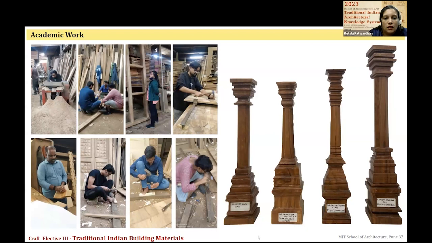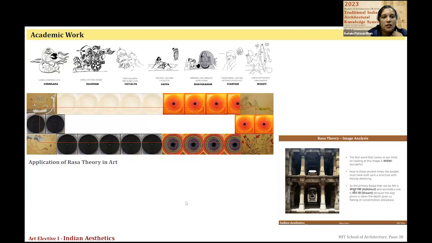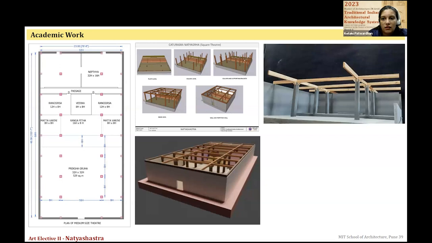In Indian aesthetics, we learn the rasa theory and how the navarasas impact the spaces and the well-being. Natya Shastra was an interesting elective where people from the Sanskrit background gave us a learning about the Natya Shastra, which is written by Bharata Muni. And from that, we came to the design of a theater space.